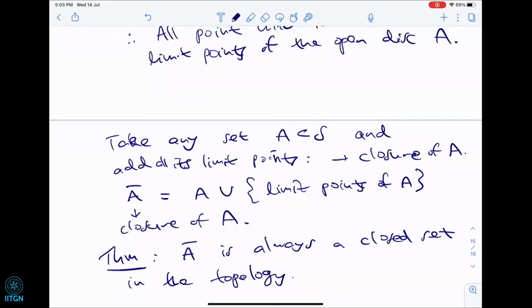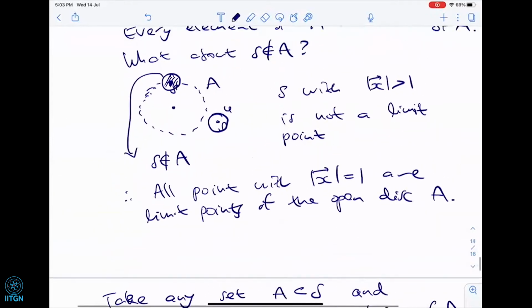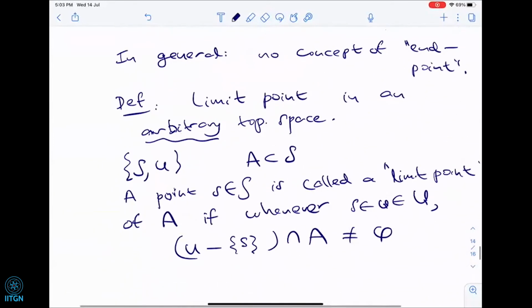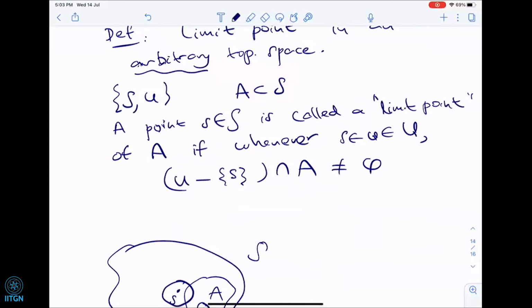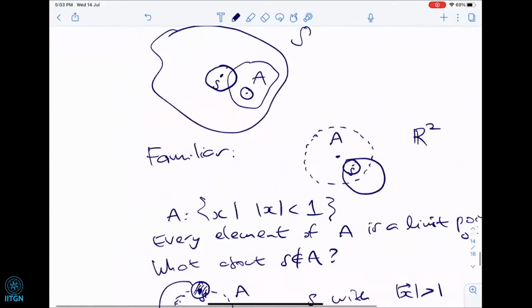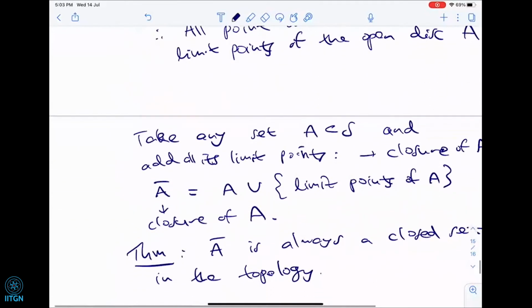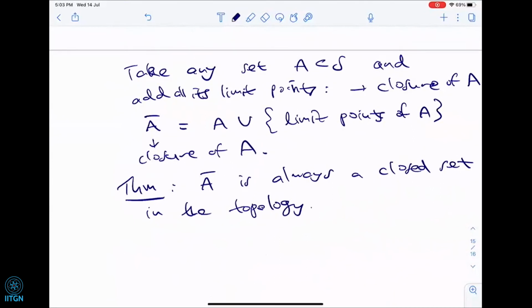Good. This theorem needs proof, and you are going to prove it. All 383 of you are going to sit after this and prove it for yourselves. It requires nothing more than all the definitions. So let's run through that. Take a set A and add to it all its limit points as per the definition that I gave of limit points. Namely, whenever a point S is enclosed in an open set, then that open set minus S has a non-trivial intersection with A. All right.